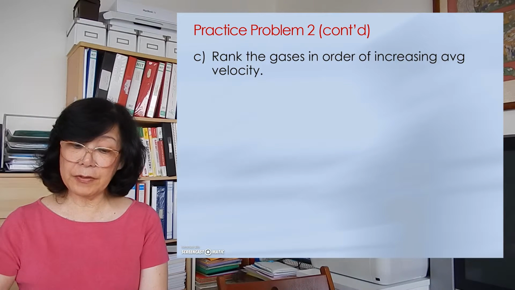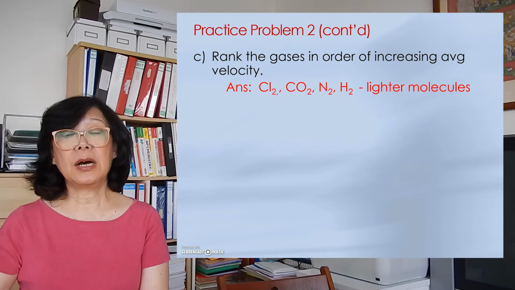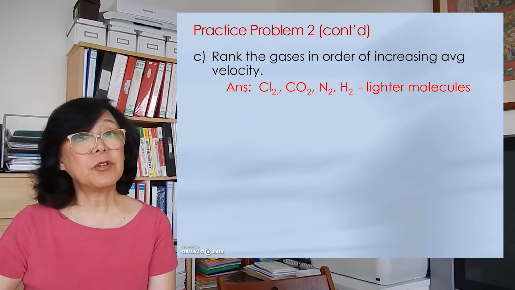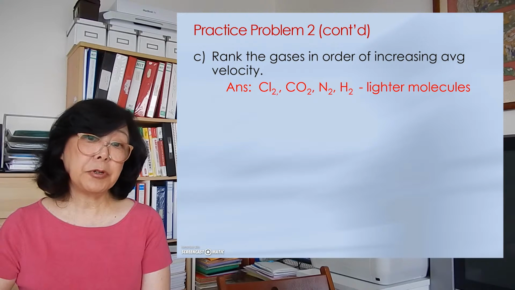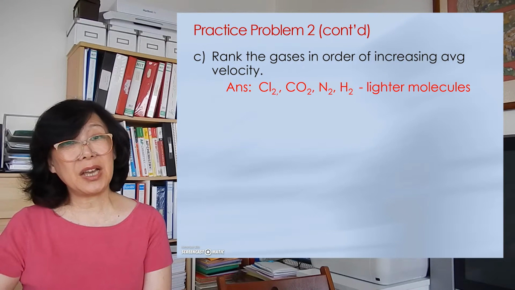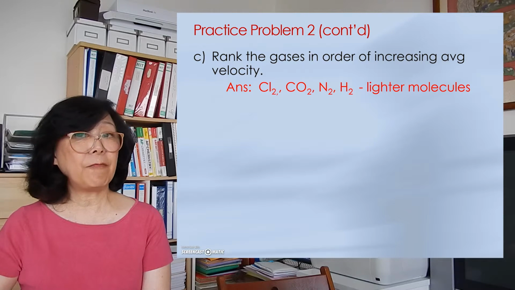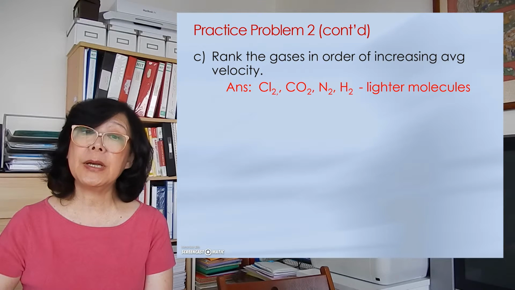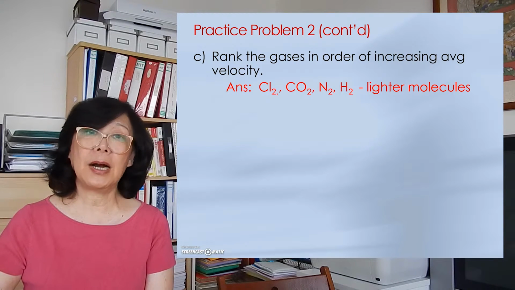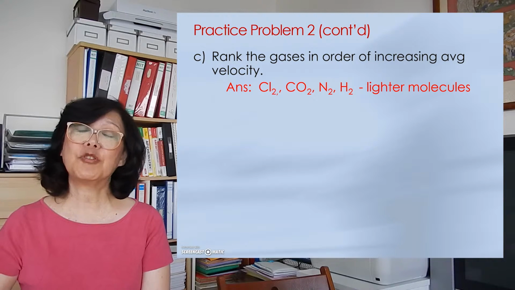Rank them in order of increasing average velocity. As you know, velocity is inversely proportional to the square root of the molar mass. Here, chlorine is the heaviest one with 71 grams per mole, carbon dioxide 44 grams per mole, nitrogen 28 grams per mole, and hydrogen 2 grams per mole. Hydrogen is the lightest, therefore it would have the highest average velocity.